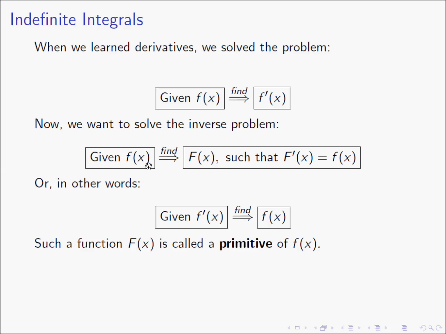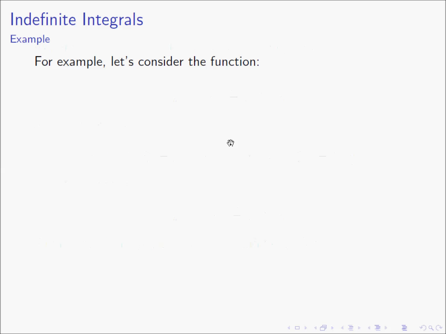So a function F of x such as this one, that is such that F prime of x equals f of x, is called a primitive of f of x. A primitive of f of x. Let's see an example of this. Let's consider the function f of x equals 2x.